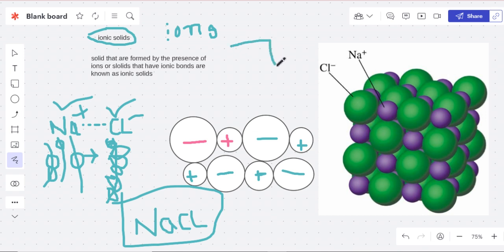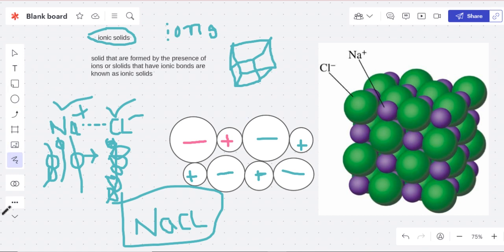So the structure is something like this. Let me make it here. This is cubic in structure. However, there is also polymorphism that we will be dealing with as well. So NaCl is an example of an ionic solid, which means there are ions, positive and negative.